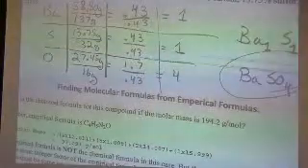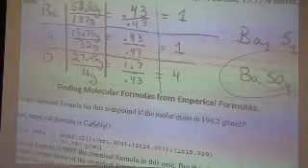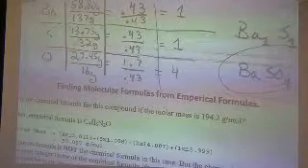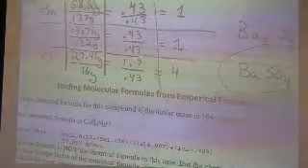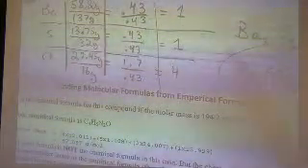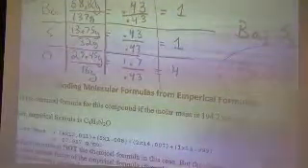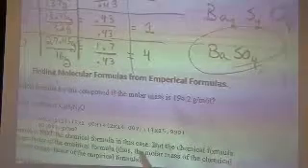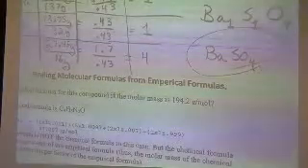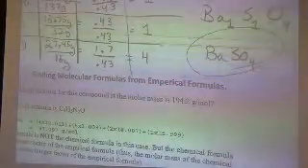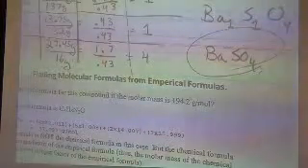Okay, so this was 0.43, and this was 0.43, and this was 1.7. Why did we divide all these by 0.43? It's the smallest decimal. So we got rid of all the decimals, and we got a 1 for barium, a 1 for sulfur, and a 4 for oxygen. So now we have Ba1S1O4. Barium sulfate is our formula.